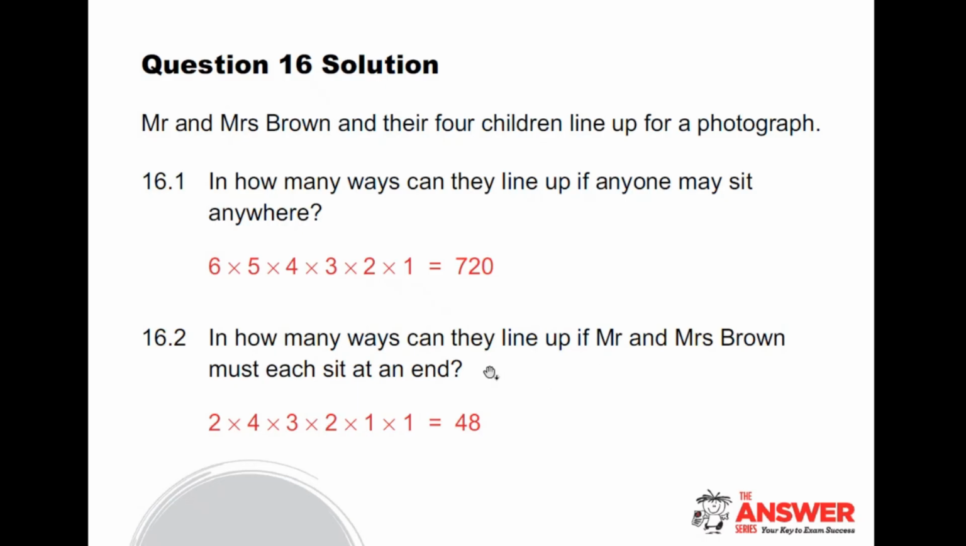In how many ways can they line up if Mr. and Mrs. Brown must each sit at an end? Get your 6 slots. How many people can go in the first slot? 2. Either Mr. Brown or Mrs. Brown. How many people in the last slot? Only 1, because whichever of the parents sat in the first slot can't sit in the end slot. The children, they say nothing about the children. So how many children can go there? 4 of them. Once that child is sitting, 3, 2, 1, and I get my answer.